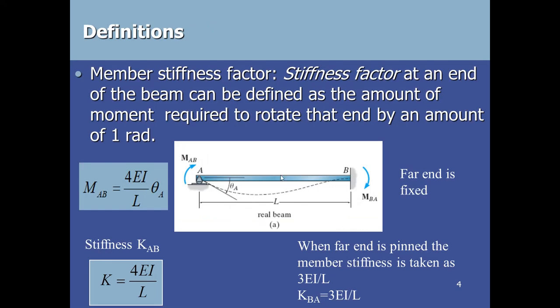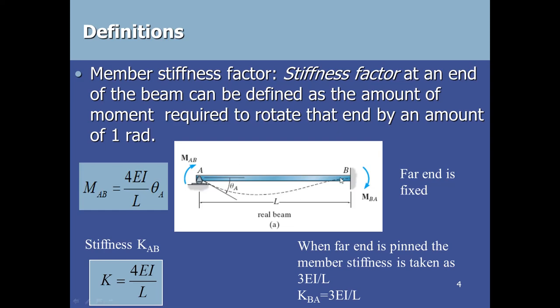Here are some of these definitions which we have to learn, because we have to use these quantities for calculations. Member stiffness factor will be calculated, which is defined as a factor at an end of the beam that can be defined as the amount of moment required to rotate that end by an amount of 1 radian.